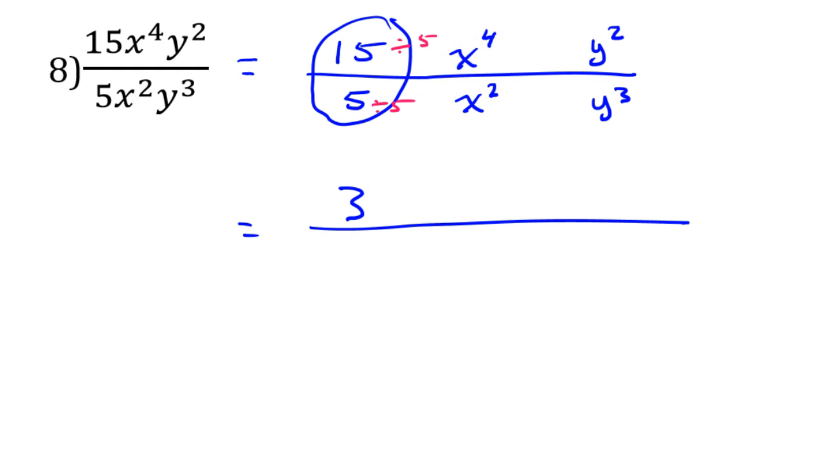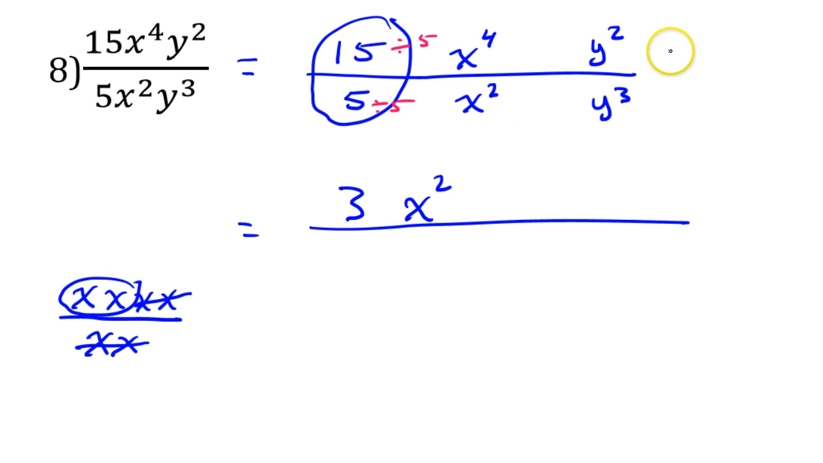Now with these right here, x to the 4th power over x squared. Think about that off to the side. X to the 4th power is like x, x, x, x. X squared is x, x. These two x's cancel out these two x's. So that leaves me with x squared in the numerator. So that's why I'm going to have x squared in the numerator.